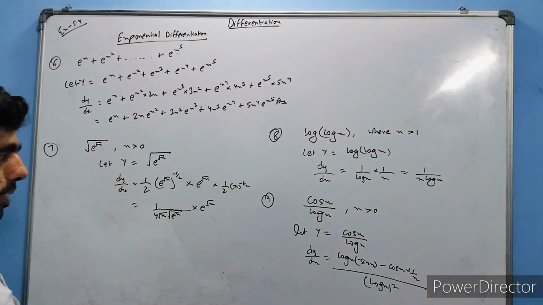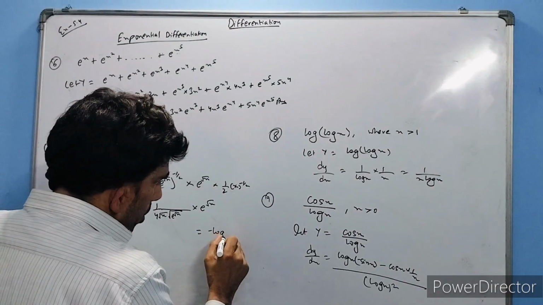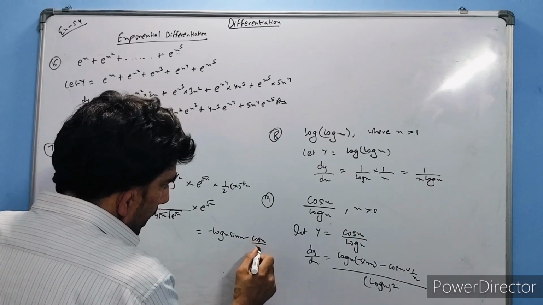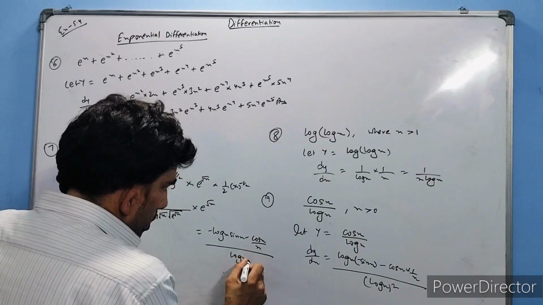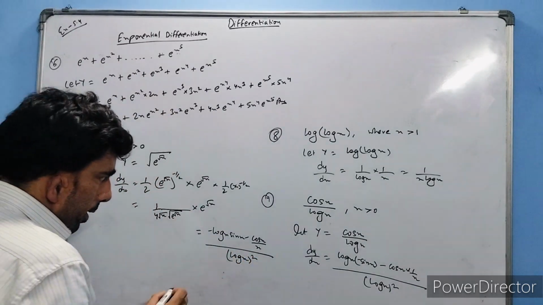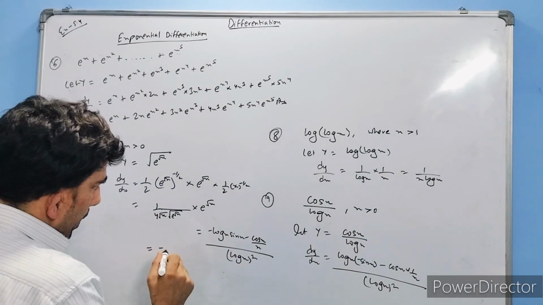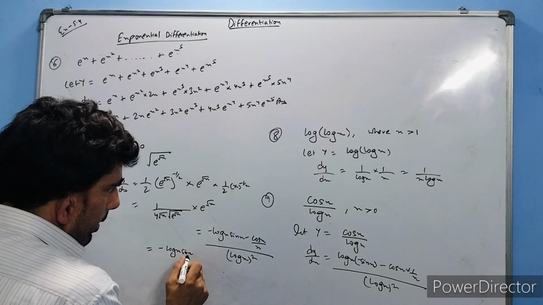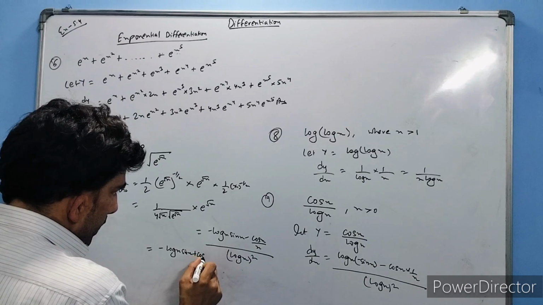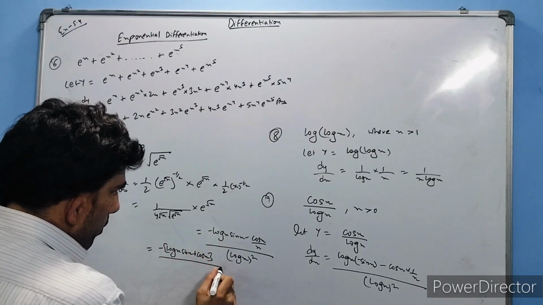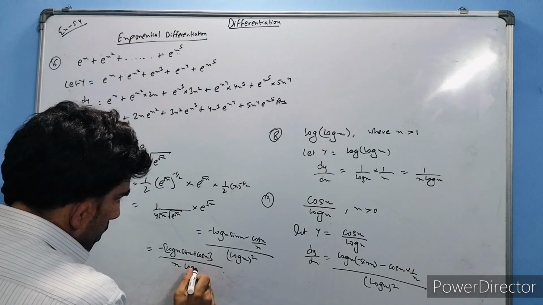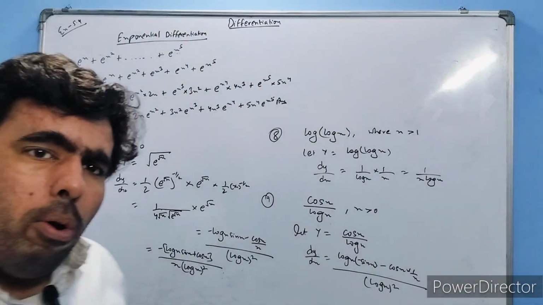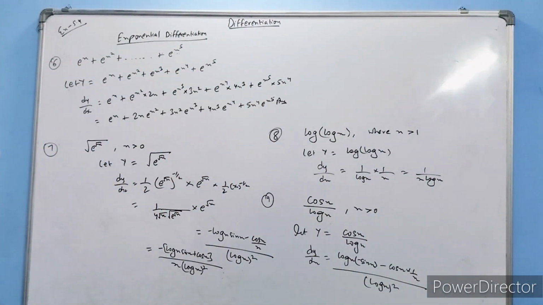Okay, so now my next step will be minus log x sin x minus cos x upon log x whole square. What we can do here is take the minus sign common, so we'll have minus of (x log x sin x plus cos x) upon x (log x) whole square. Okay, so that is how we try to differentiate the function.